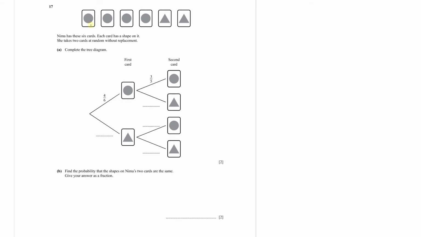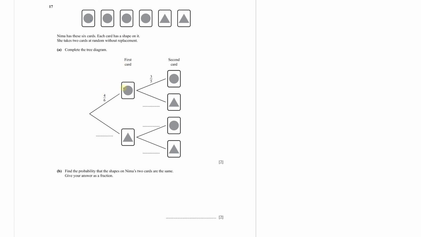So question number 17 is: Nima has these 6 cards. 4 are circles and 2 are triangles. Each card has a shape on it. She takes 2 cards at random without replacement. Complete the tree diagram. Without replacement means she takes 1 card and does not put it back, and then she takes another, second card.